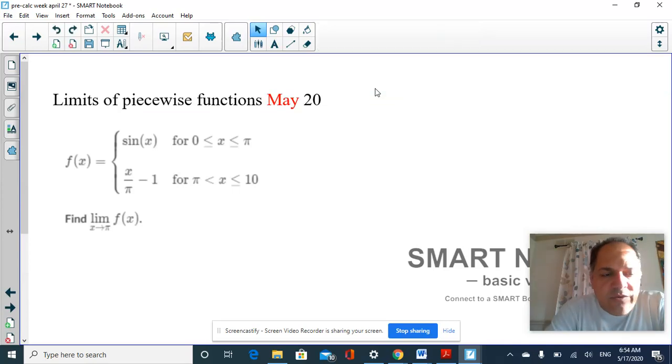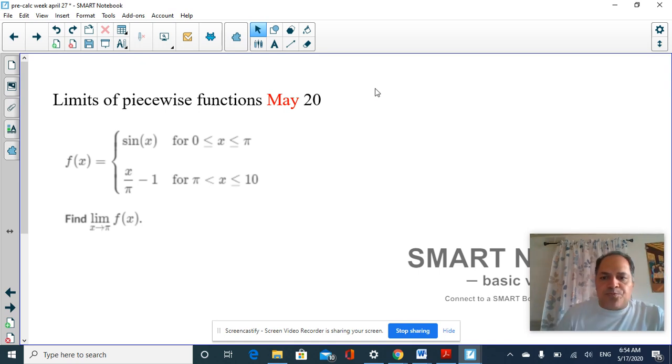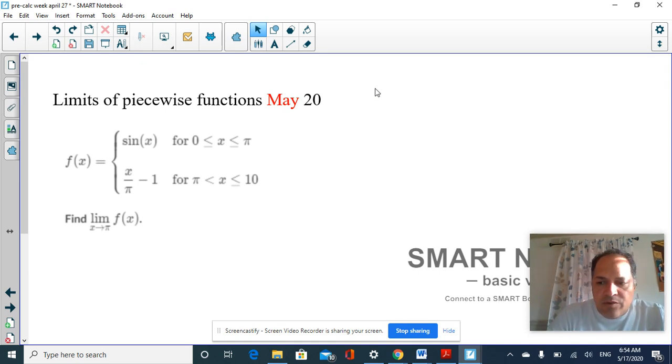Everyone. Today we are going to cover limit of piecewise function. And today is May 20, so we covered before limit of trigonometric function. And today we are going to cover the limit of piecewise function.